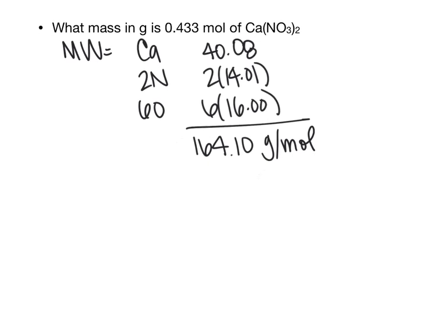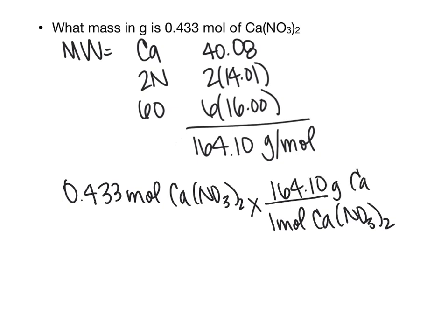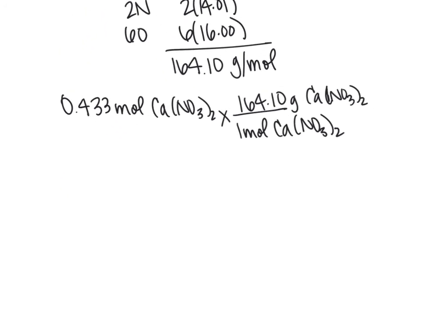And so we're looking for the amount of grams in this case, and so it is 0.433 moles of calcium nitrate. And in 1 mole of calcium nitrate, there are 164.10 grams of calcium nitrate. And so in this case, our final answer is going to be 71.06 grams of calcium nitrate.